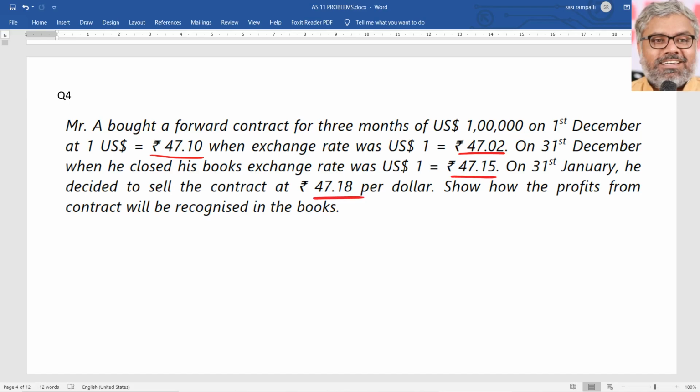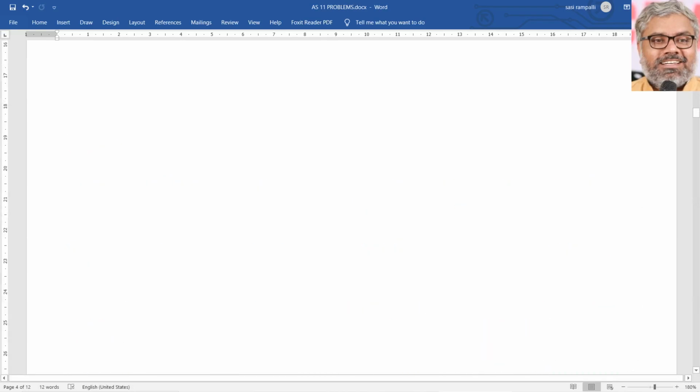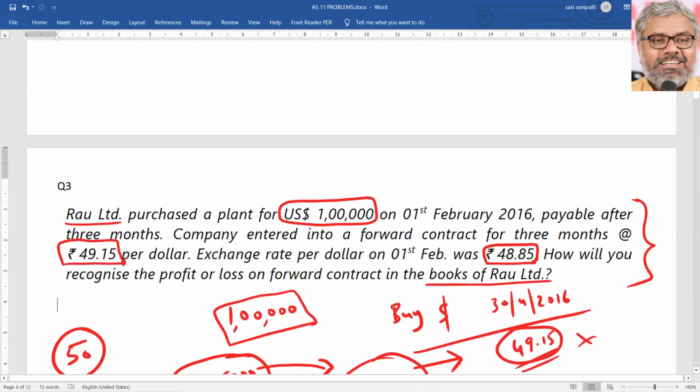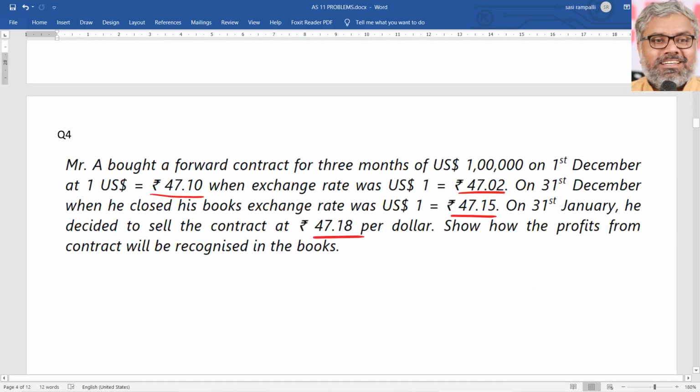Show how the profits from the contract will be recognized in the books. So first thing first, we have to identify from the details that Mr. A has entered into this forward exchange contract for speculative purposes. What he did, he purchased and sold the forward exchange contract. He did not enter into this contract to safeguard his position. Here he has entered into the forward contract for making some profit out of it, which he did. He made some profit. But the question is how these profits will be recognized in the books of accounts.